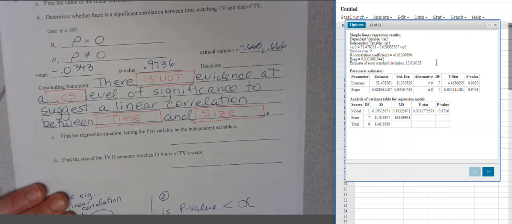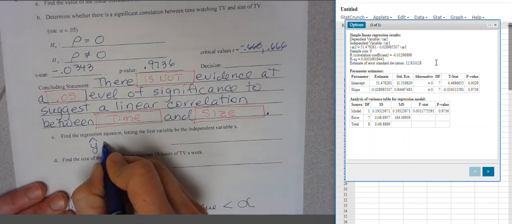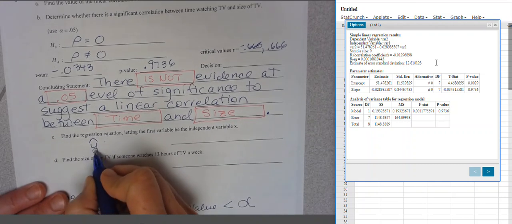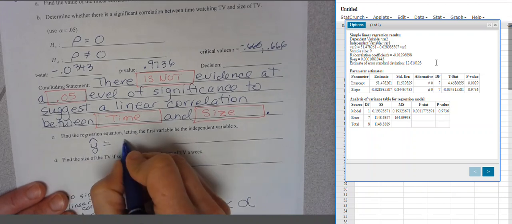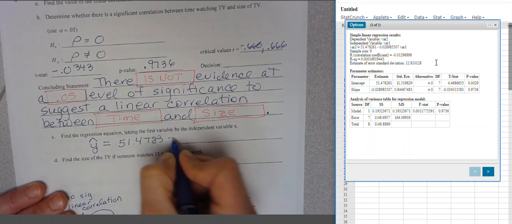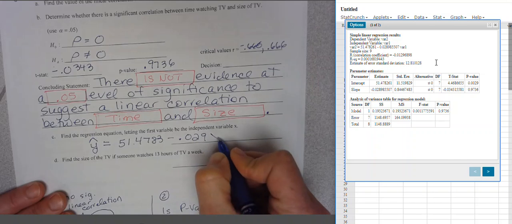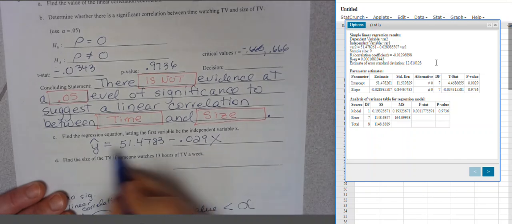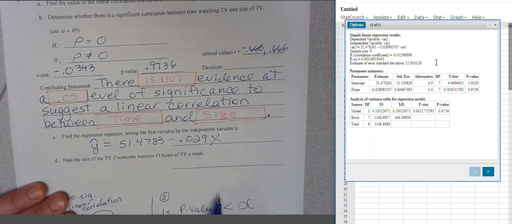It's right here, and I'll just write it down. We normally call this y hat. So if it would work, the size of your TV can be determined by doing 51.4783 minus 0.029 times x, which would be the time spent watching TV. So here it is. It's not useful. We can't use it to make a prediction.